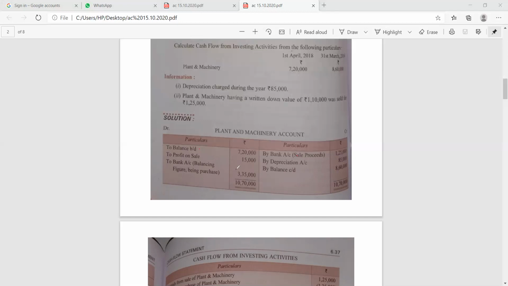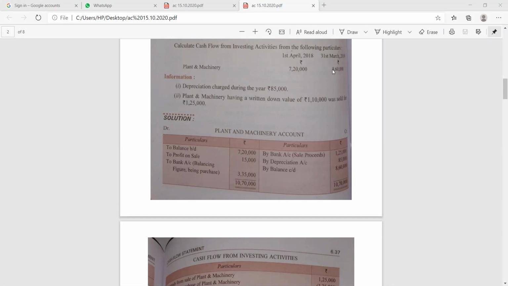You will find in this way, this will be the balancing figure, 3,35,000. How do you come to know these figures? 1,25,000 from the sale proceeds, 85,000 from the depreciation. The balance is available to us on the credit side. We deduct 7,20,000, the opening balance, and the profit on sale 15,000, and finally we will get this balance, that is 3,35,000. In this way we can solve this type of question, and we identify all the items that are related to our investing activities.